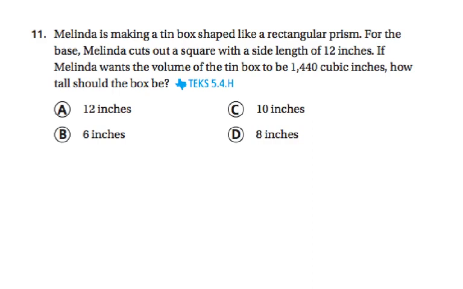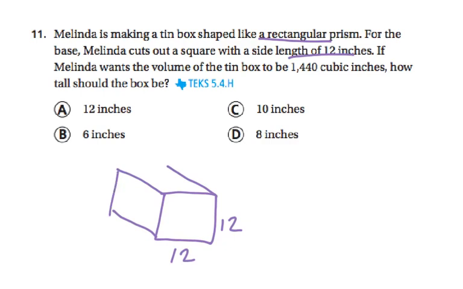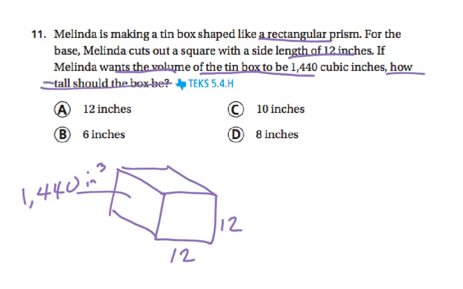Melinda is making a tin box shaped like a rectangular prism. For the base, it's the bottom of it, she cuts out a square with a side length of 12. So this is going to be at the bottom of my rectangular prism. If Melinda wants the volume of the tin box, everything in here, to be 1,440 cubic inches, how tall should the box be?